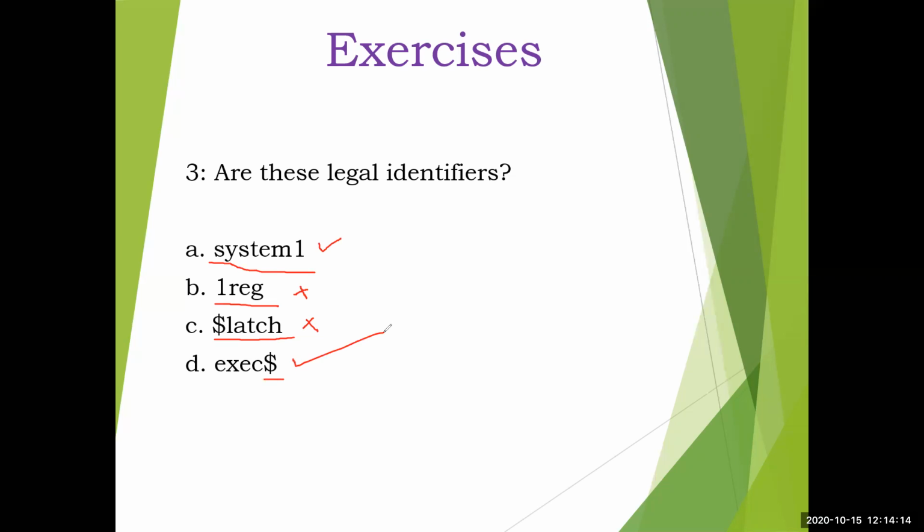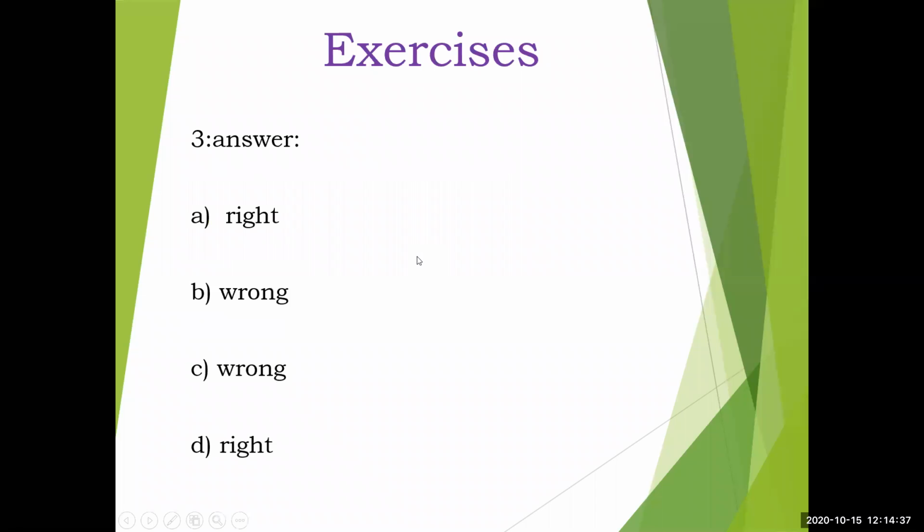Only a few special characters are allowed in identifiers, not all. At the rate, percentage, ampersand, all these are not allowed, only dollar sign and underscore are allowed, and numbers. So be careful about this. Hope it is clear. Before we go to the next exercise, let's check my answer. So first one is right, then two wrong, and then right.